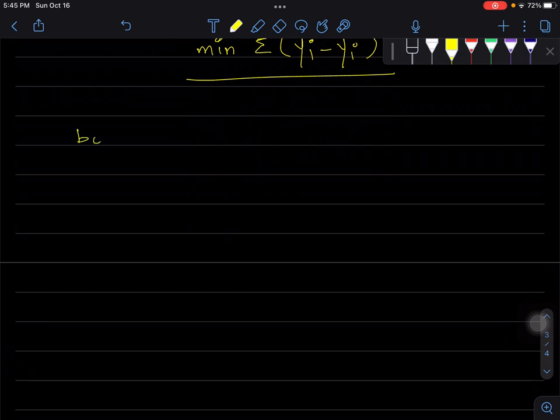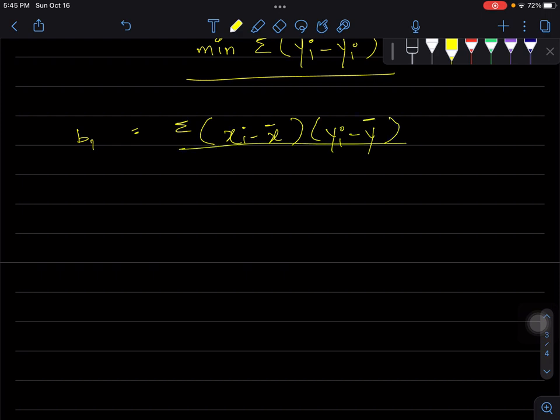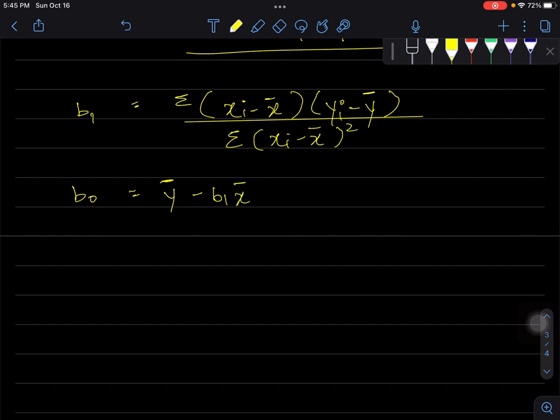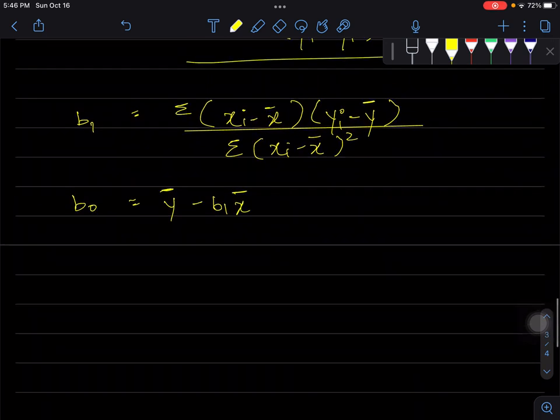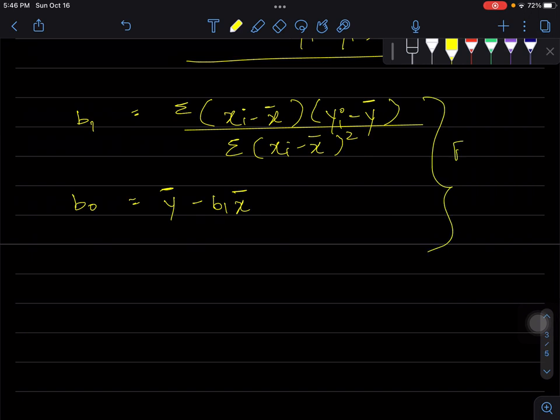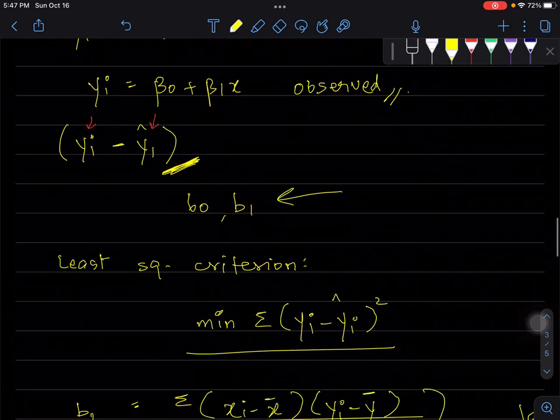So b1 is the summation of (xi minus x bar)(yi minus y bar), over again the summation of (xi minus x bar) squared. So this is the value that we can get for b1, and b0 is going to be y bar minus b1 times x bar, which is basically us putting the value of b1 back into the equation and then singling out b0. So that's how we get b0. This is a formula that can be used to find the values of b1 and b0. And since we have gotten both those values, that was the whole purpose of the least squares model. So that's what it does.